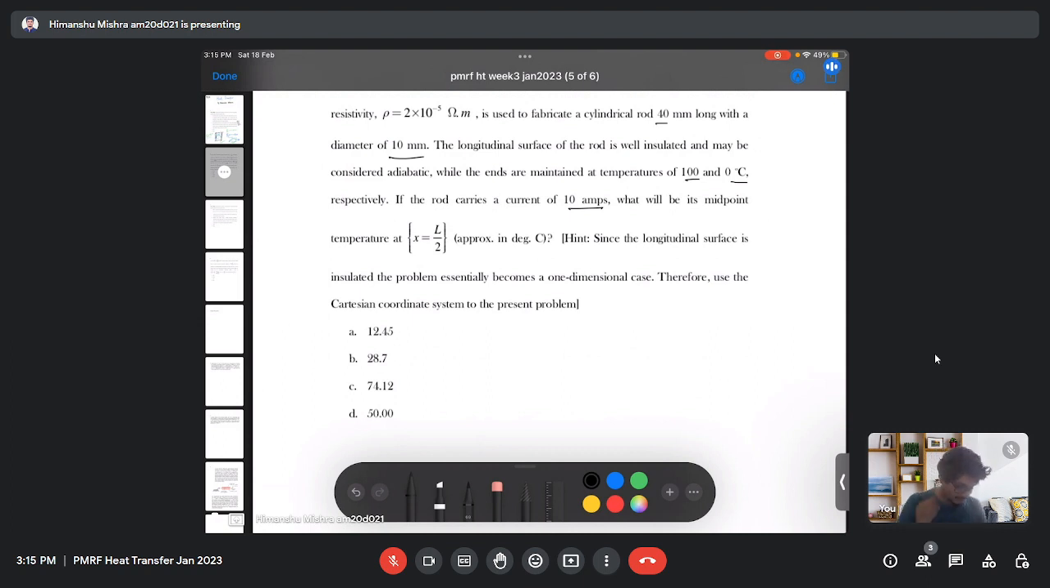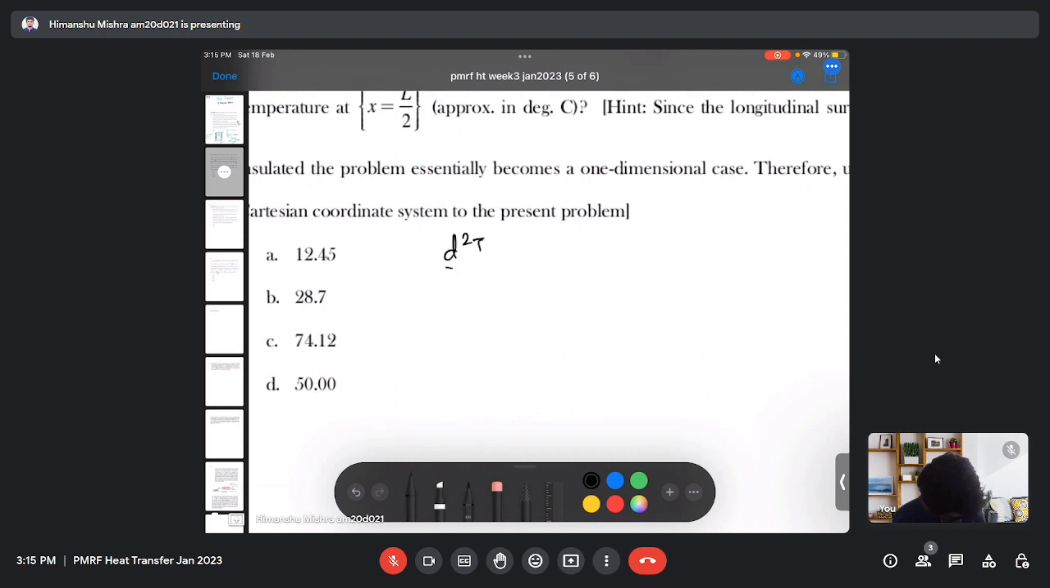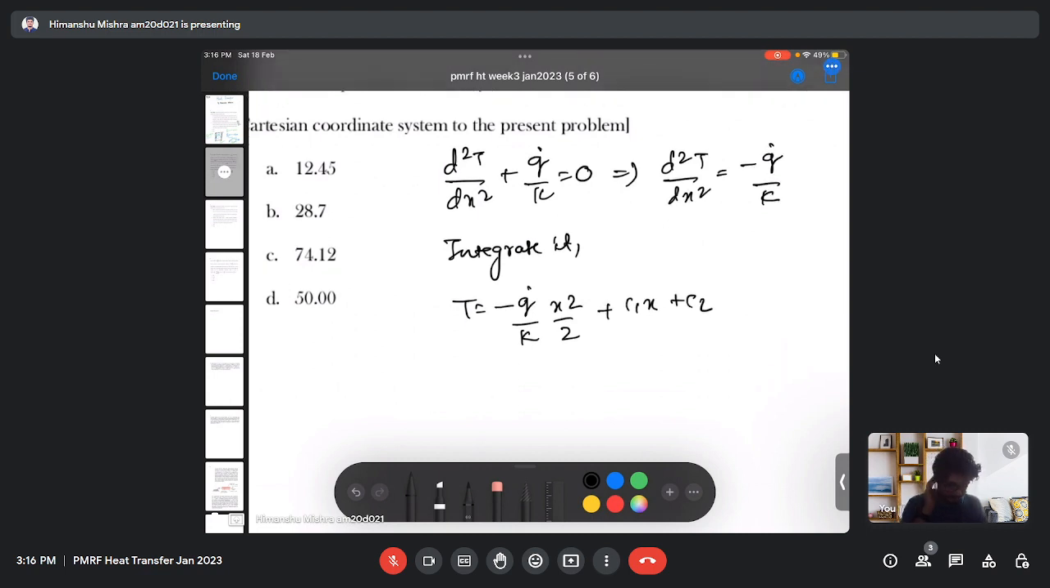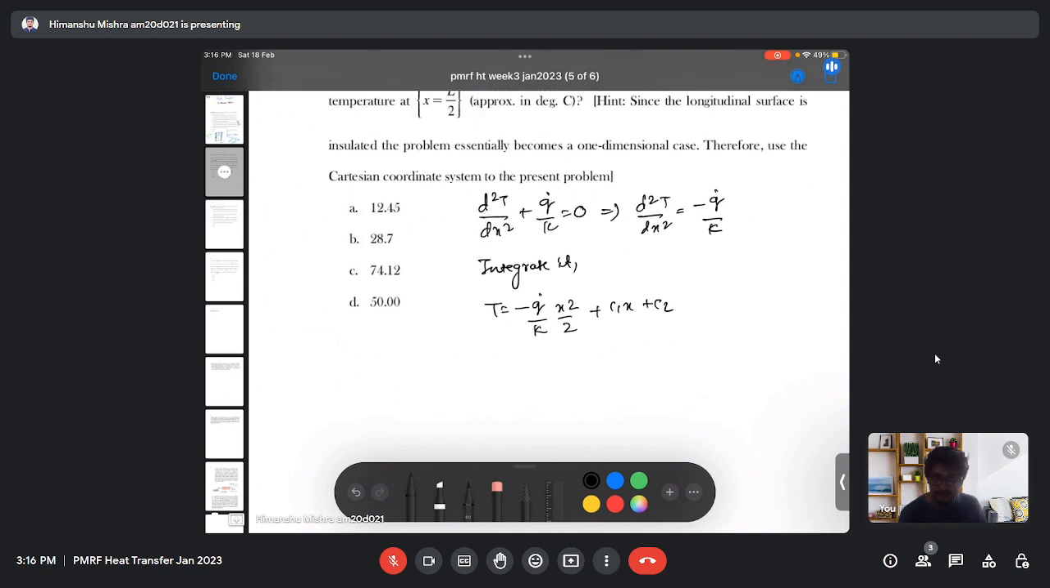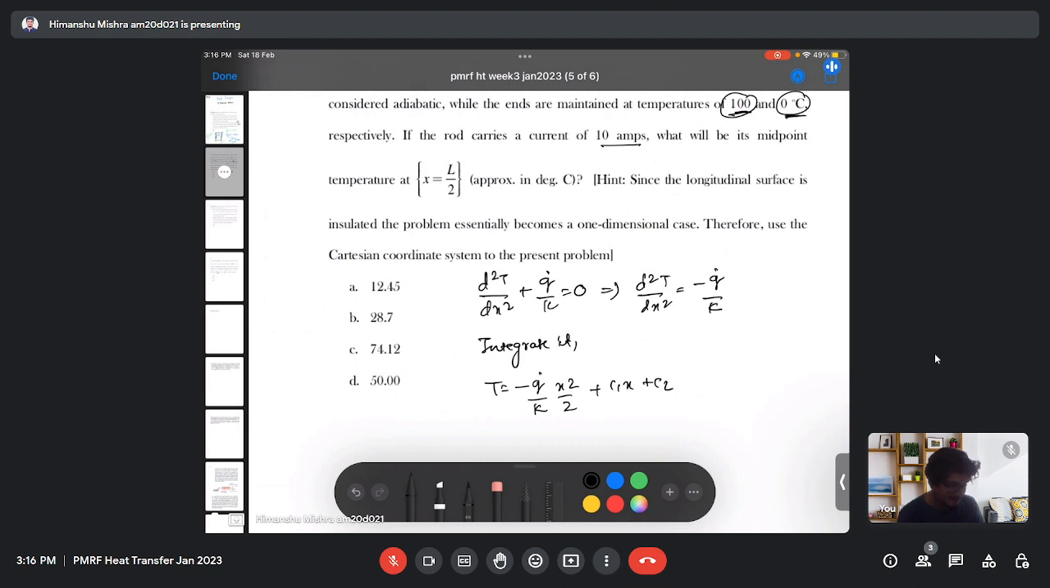So again, we need to solve the governing equation. We have been given the temperature and the dimensions of the rod. This is our equation, and when we integrate it, we will get the solution. Now we need to apply the boundary conditions. We have been given the temperature at both ends, which means we need to apply the constant temperature boundary condition at both ends.